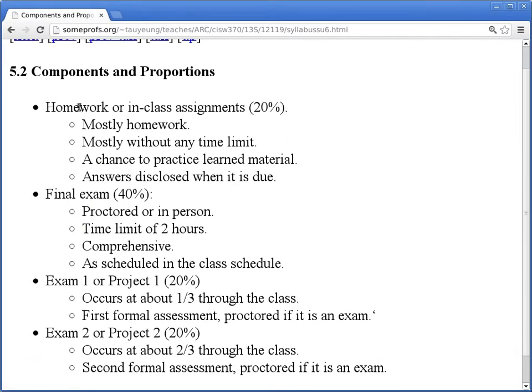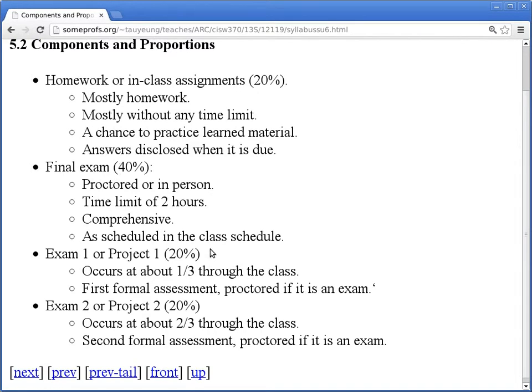Components and proportions: we have homework, which is about 20%. The final exam is 40%. We may have exam 1 or project 1. In this class, we'll have a project instead of an exam. That's 20%. And we have project 2, which is also 20%. So this is for the most part a project-based class.